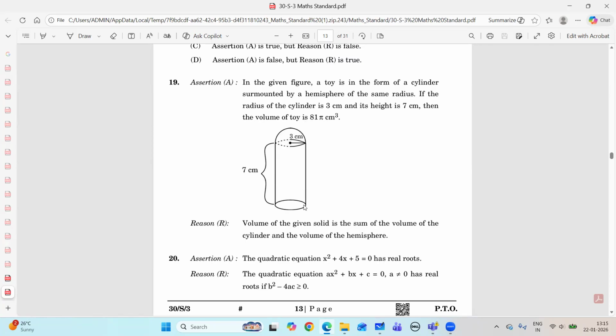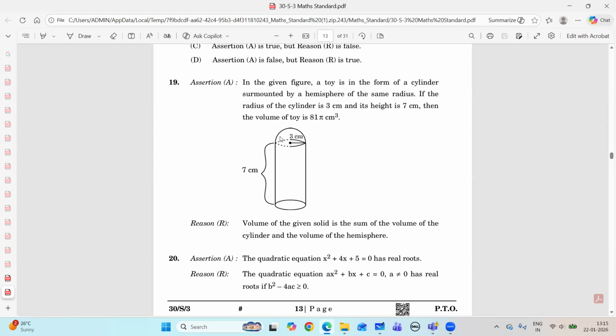How do we calculate the volume of the cylinder? It is pi r square h. It is pi into r, which is 3 centimeters, so pi into 3 square into h, which is 7 units. Pi into 3 square is 9, into 7 is 63 pi. So the volume of the cylinder is 63 pi cubic units.